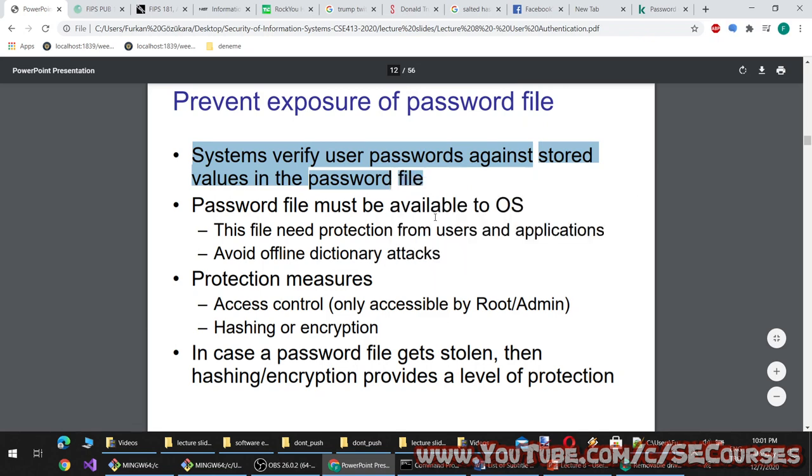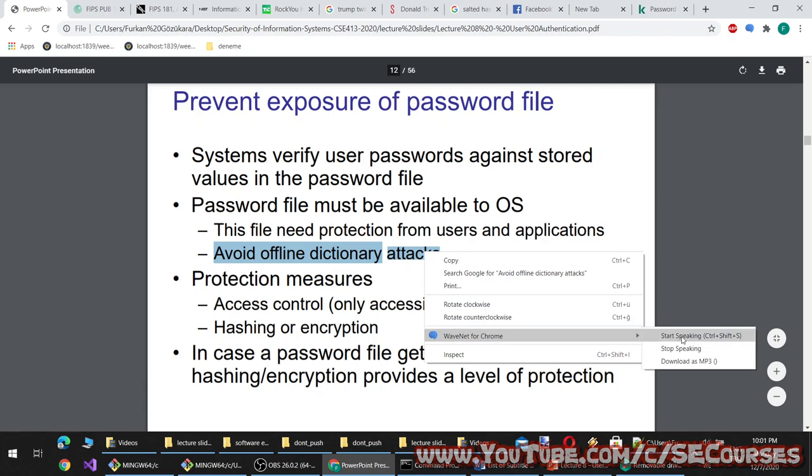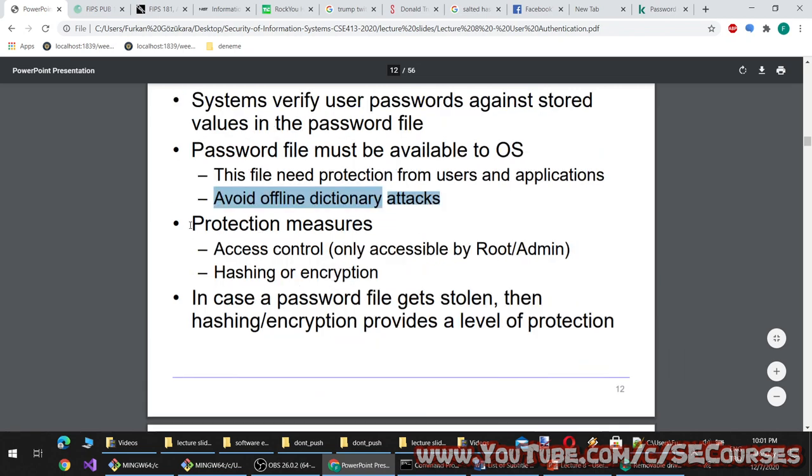Systems verify user passwords against stored values in the password file. The password file must be available to the OS. This file needs protection from users and applications to avoid offline dictionary attacks.